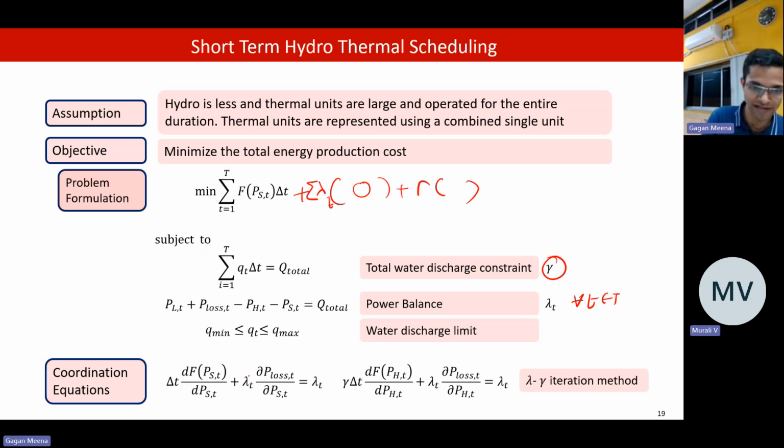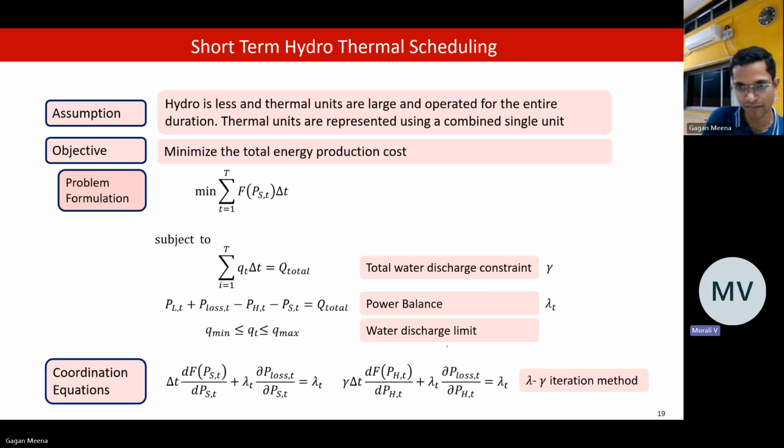And this loss, this lambda is unknown, and this loss is also a function of P hydro and P thermal. So it's non-linear, a product of two variables. Whenever there is a product of two variables, we use iterative methods. That's why we are using this lambda-gamma iteration. Once we fix lambda and solve the equation, lambda will tell us about this.